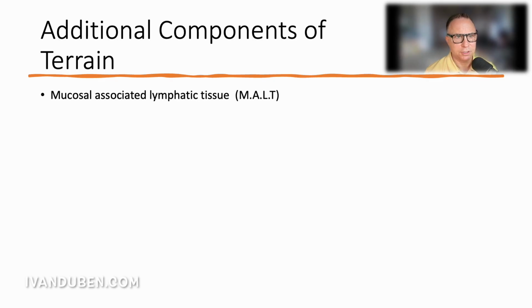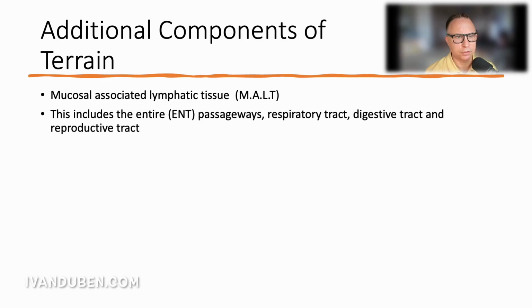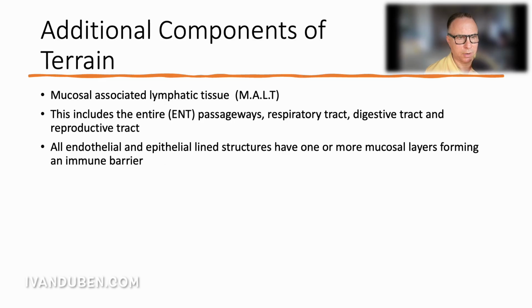As I've mentioned, additional components of terrain, we have MALT, the mucosal associated lymphoid tissue. This includes the entire ear, nose, throat passageways, respiratory tract, digestive tract, and reproductive tract. Basically anything that has a tube will have a mucosal associated lymphoid tissue. It just changes its name as it travels through the body.